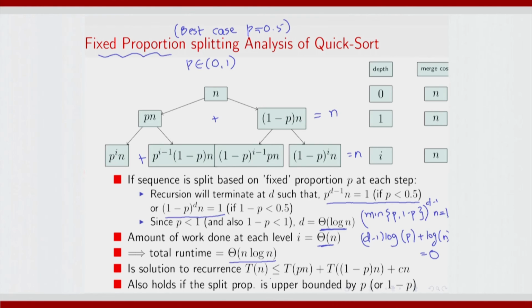Alternatively, one could also solve the recurrence equation. The time required at n is basically upper bounded by the time required for the two partitions, T of pn and T of 1 minus p n, plus a constant merge time cn, and by the master theorem you could show that this would mean order of n log n. This also holds if the split proportion is upper bounded by p. So it may not happen that the split proportion is always p or 1 minus p, but as long as there is an upper bound to that proportion, which is p or 1 minus p, this analysis holds.